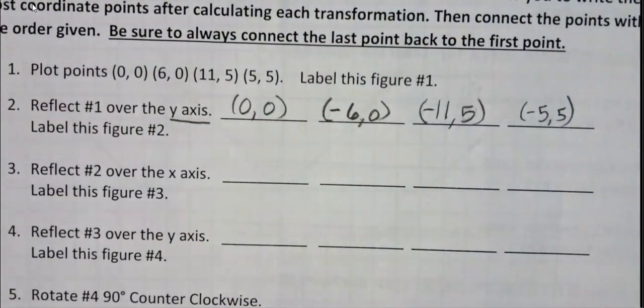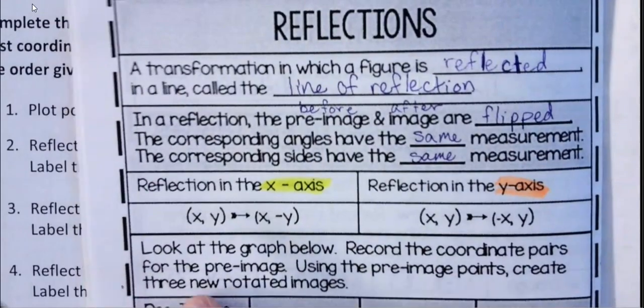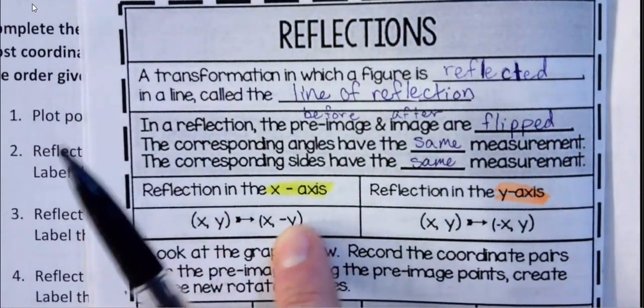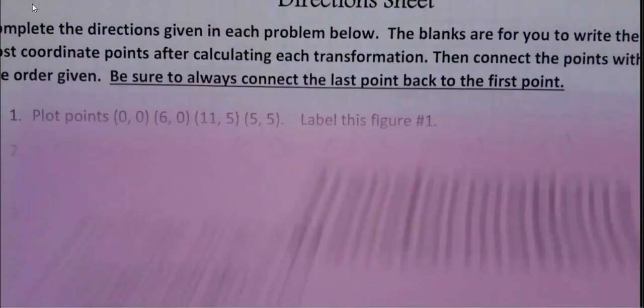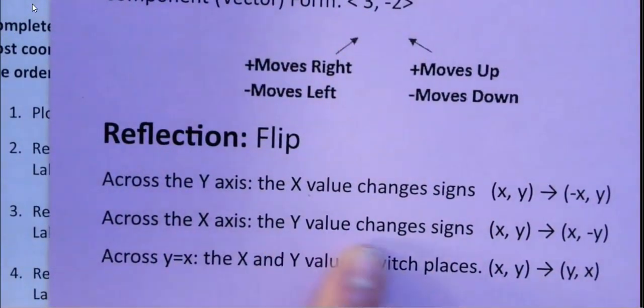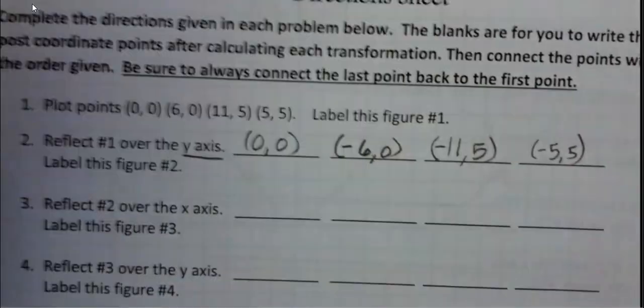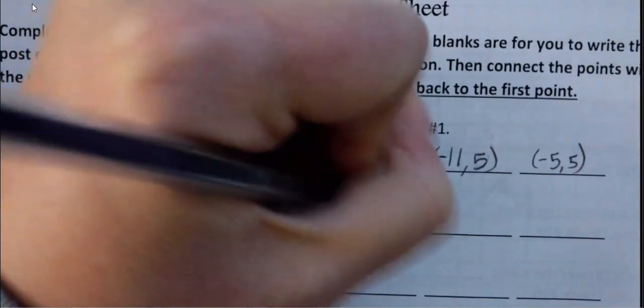When we reflect, we can look in one of two places. You either look at the reflections page right here: reflect over the x-axis means change the sign of the y value. Or you look here: reflect across the x-axis, it means the y value changes signs. So either one of those places, either purple paper or your notes. (0, 0) is going to remain the same. (-6, 0) will also remain the same.